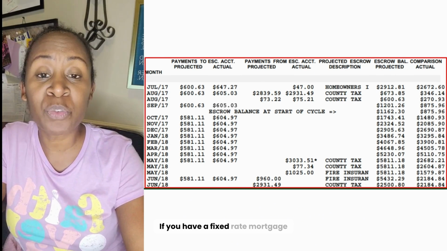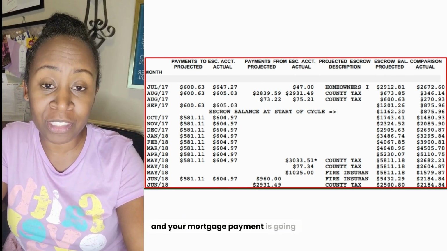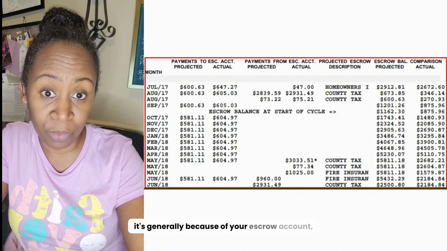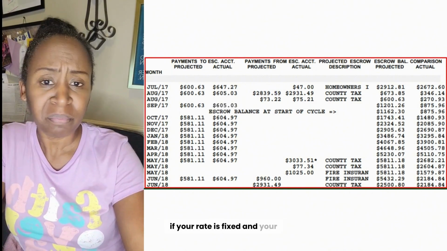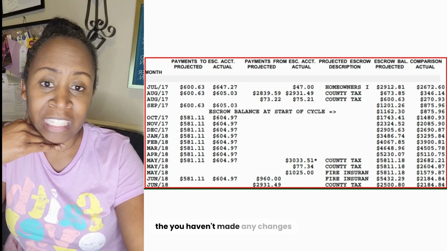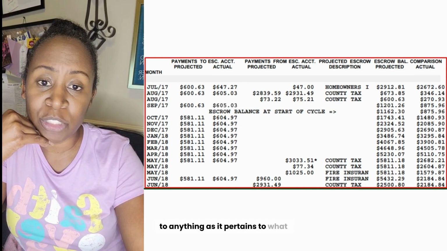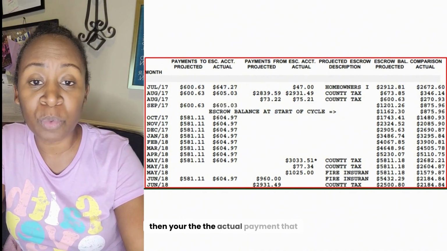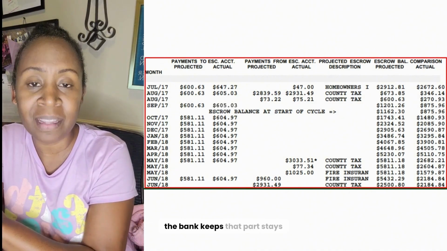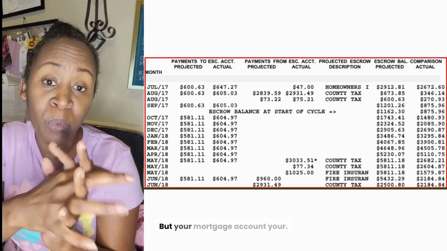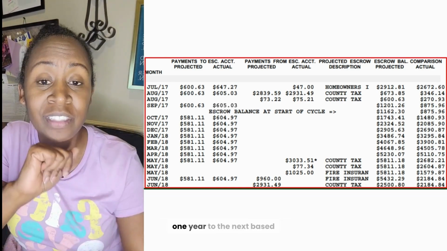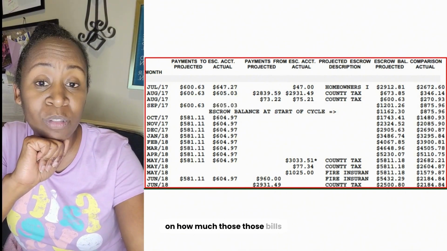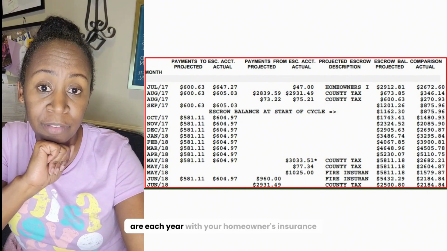If you have a fixed rate mortgage and your mortgage payment is going up, it's generally because of your escrow account. Okay, so if your rate is fixed and you haven't made any changes to anything as it pertains to what you owe on the house, then the actual payment that the bank keeps stays the same. But your escrow account could fluctuate from one year to the next based on how much those bills are each year.